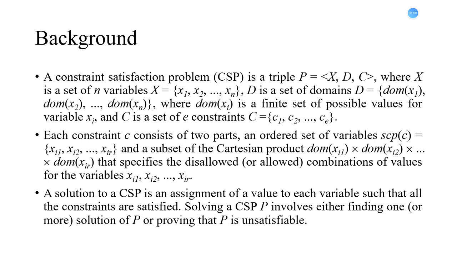Each constraint consists of two parts: an ordered set of variables and a subset of the Cartesian product of the domains that specifies the disallowed or allowed combinations of values for the variables. A solution to a CSP is an assignment of a value to each variable such that all the constraints are satisfied. Solving a CSP involves either finding one or more solutions of P, or proving that there is no such assignment.